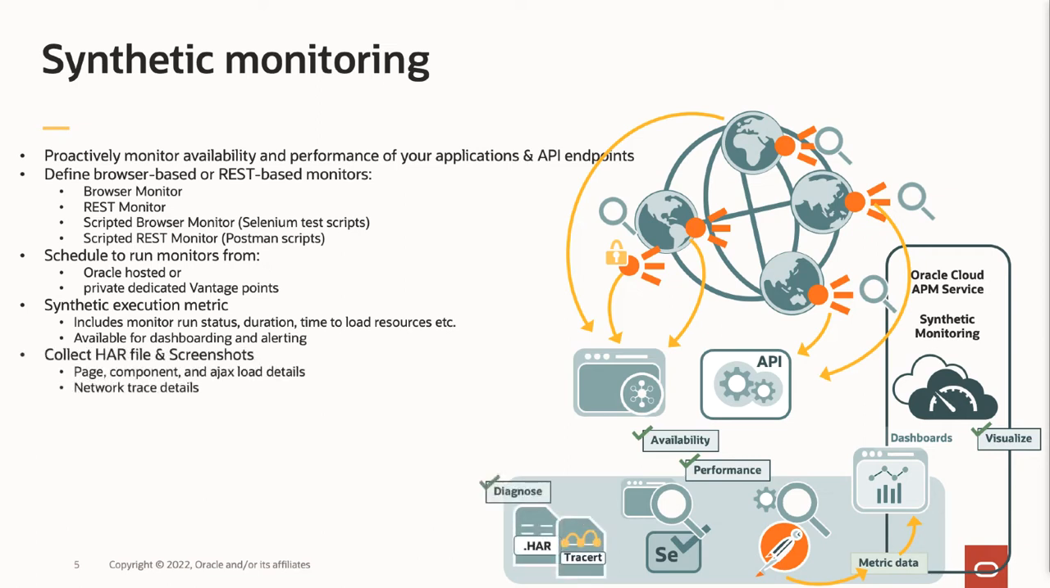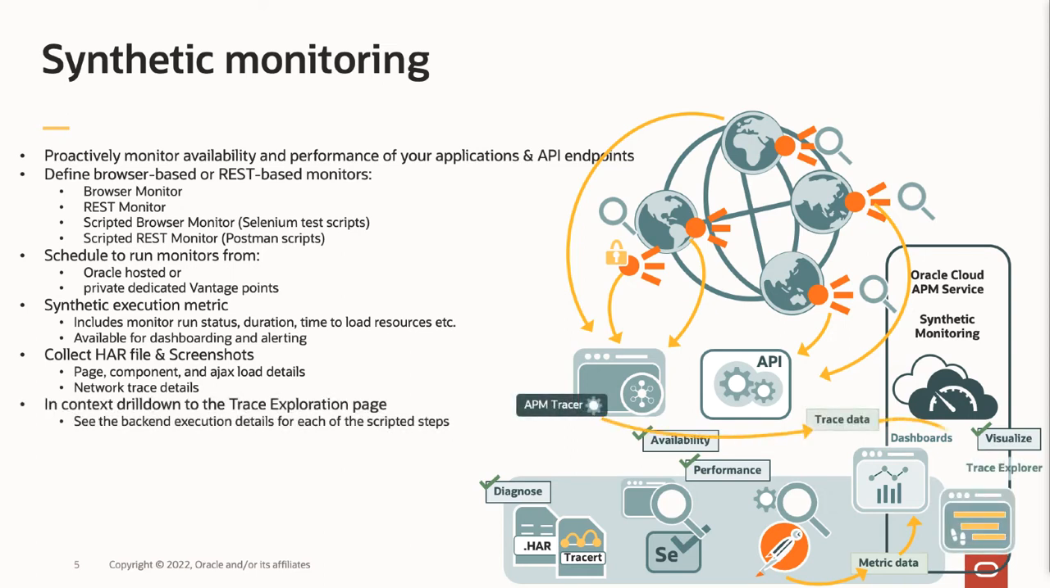You can also select to collect screenshots of what the browser loaded during the monitor run or capture network trace details for additional troubleshooting information. If your application is instrumented with an APM tracer, you can drill down from the synthetic monitor run to punch out to the Trace Explorer page and trace each request from the browser throughout the entire application stack.